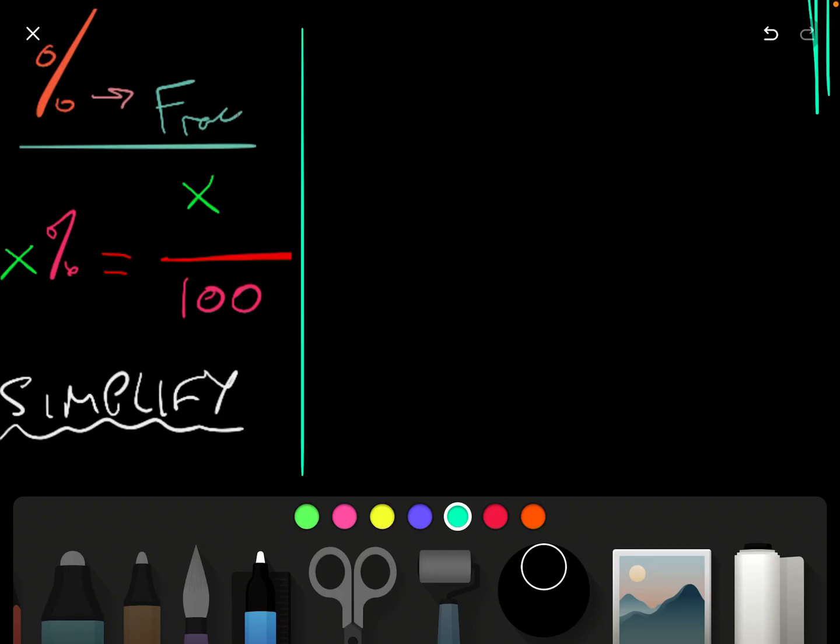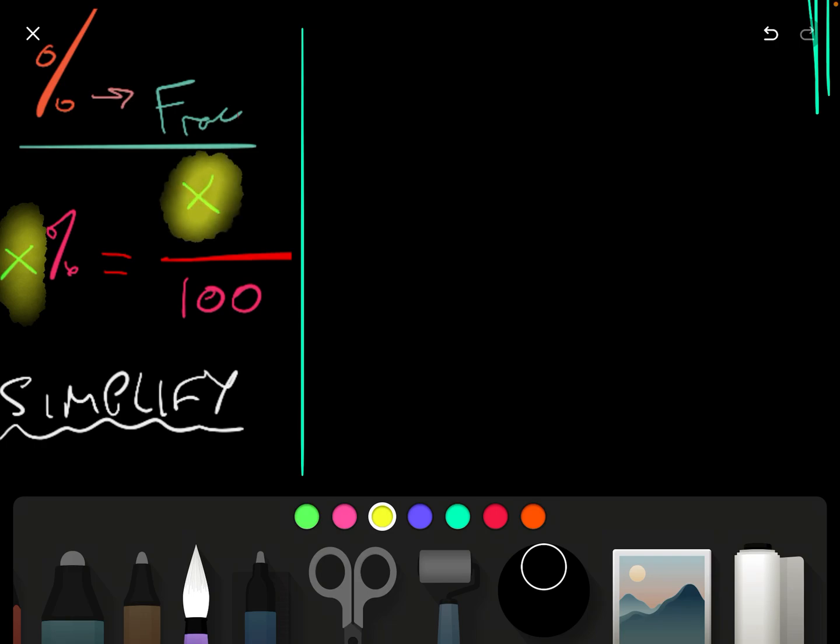All right, percent to fraction. Percent means per 100, that's exactly what we see when we turn it to a fraction. Whatever is in front of your percentage sign, whatever that value is, it goes on top when you have your fraction. That's your numerator. And your denominator is always 100, always, okay?